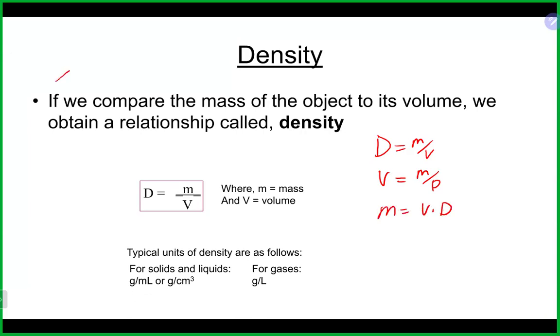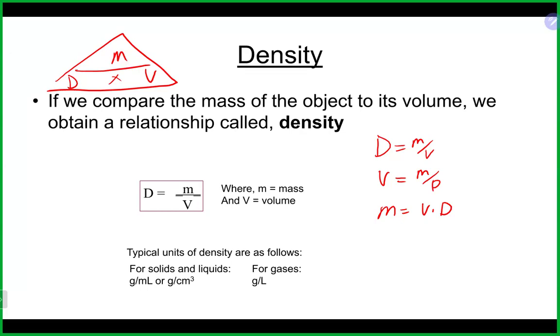Sometimes people remember this through our favorite place to go, the DMV, yeah. The DMV triangle. Density is mass divided by volume, volume is mass divided by density, and mass is volume times density. So sometimes that's the way people remember it.